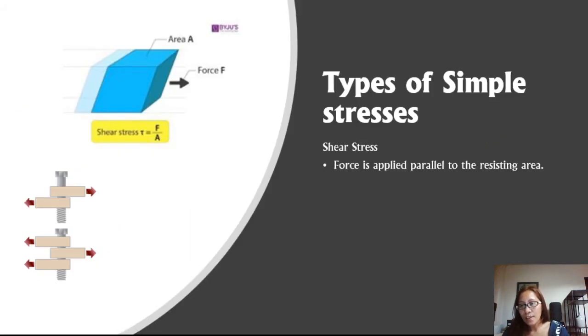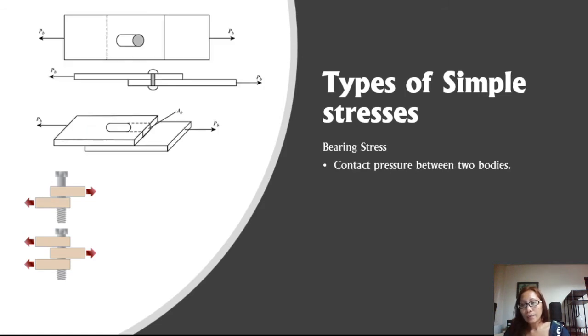Second is the shear stress. It is when force is applied parallel to the resisting area. So the formula of shear stress is: shear stress equals force over area. And the last is the bearing stress. It is the contact pressure between two bodies.